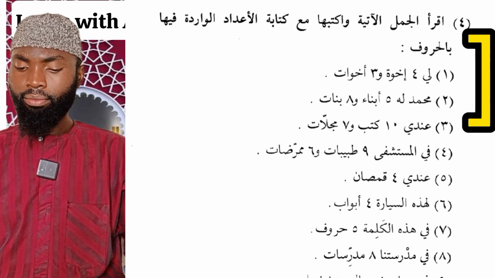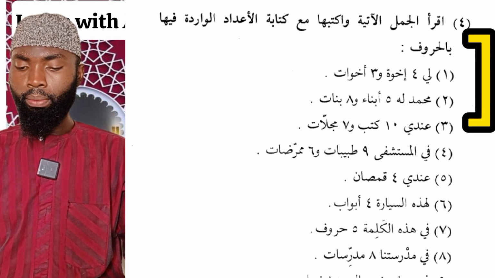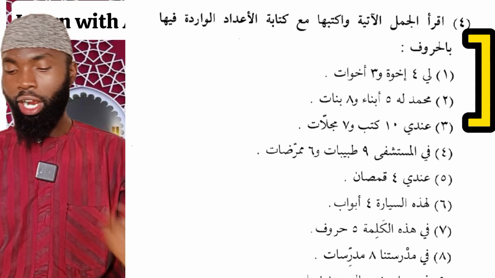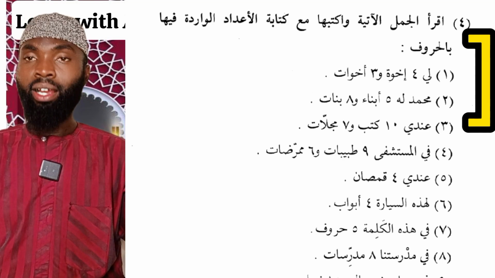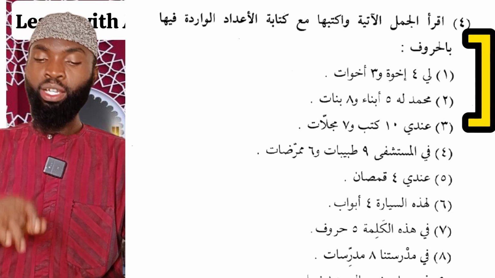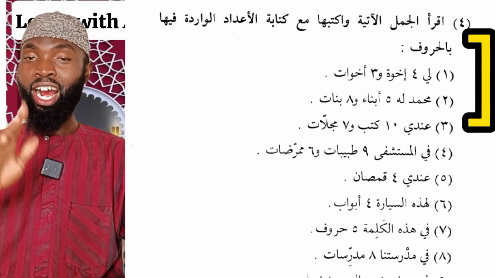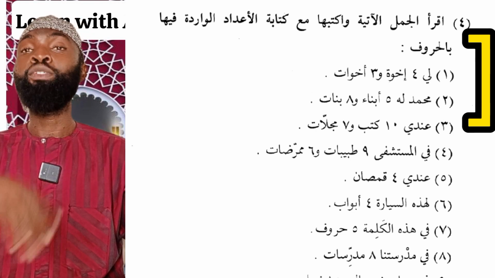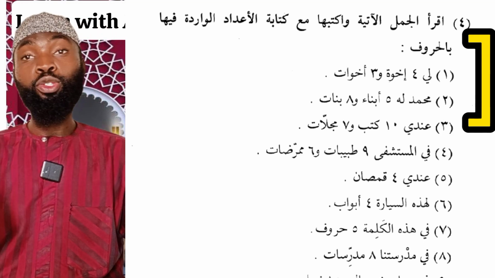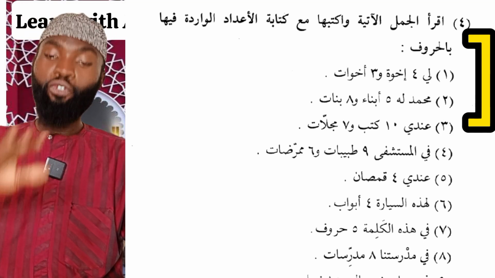Number 1, we have li, then you see 4, ikhwatu, then you see 3, akhawat. So how do you read this? You say li arba'atu ikhwatin wa thalathu akhawatin. You need to be very careful because you need to alternate the arba'atu and the arba'u. Arba'atu for masculine, arba'u for feminine.